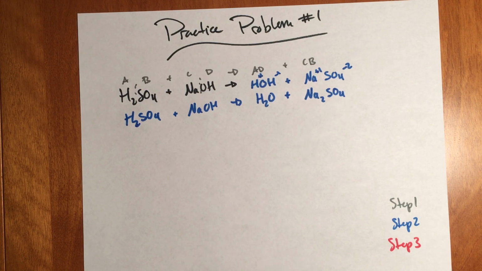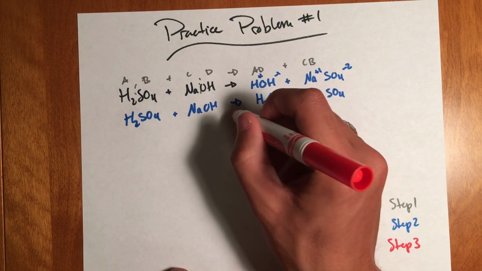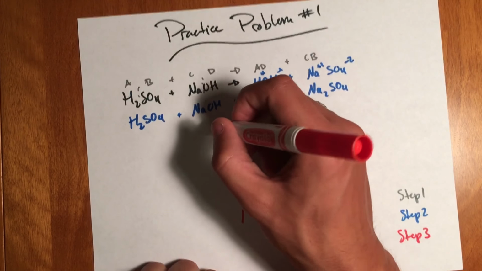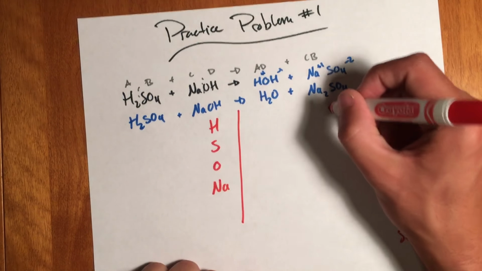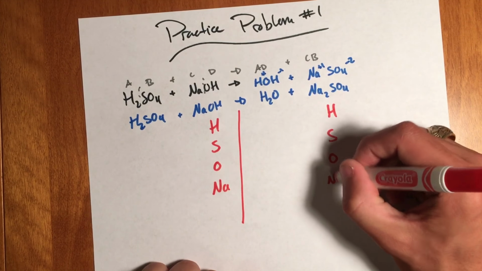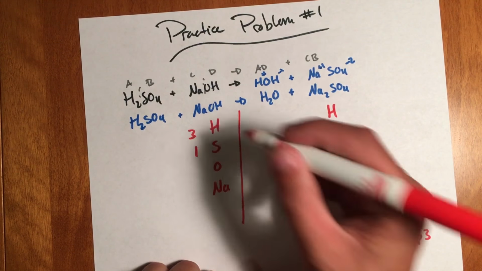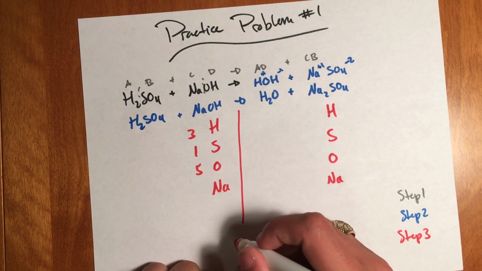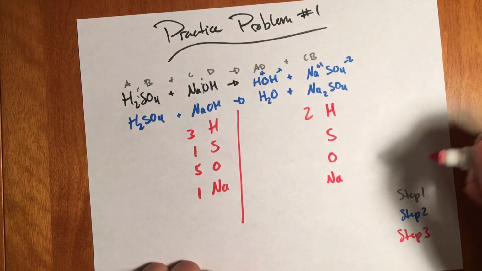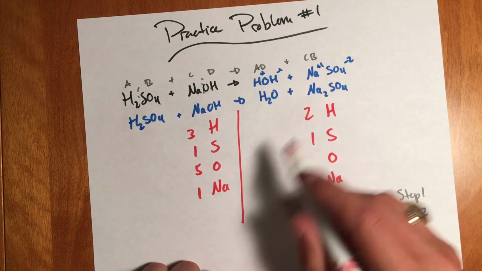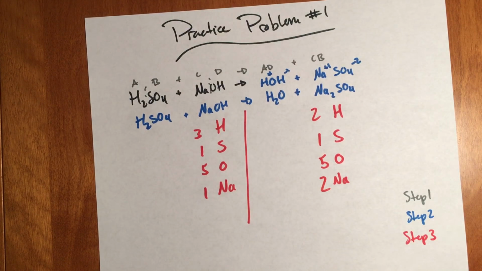If you remember how we balance reactions, we make sure all the formulas are balanced, which they are. We draw a line down the center, and we start counting up all the elements. We've got hydrogen, sulfur, oxygen, and sodium, and we can write the same on this side. We got 3 hydrogens over here, 1 sulfur, 5 oxygens, and 1 sodium. Over here we have 2 hydrogens, 1 sulfur, 5 oxygens, and 2 sodiums.